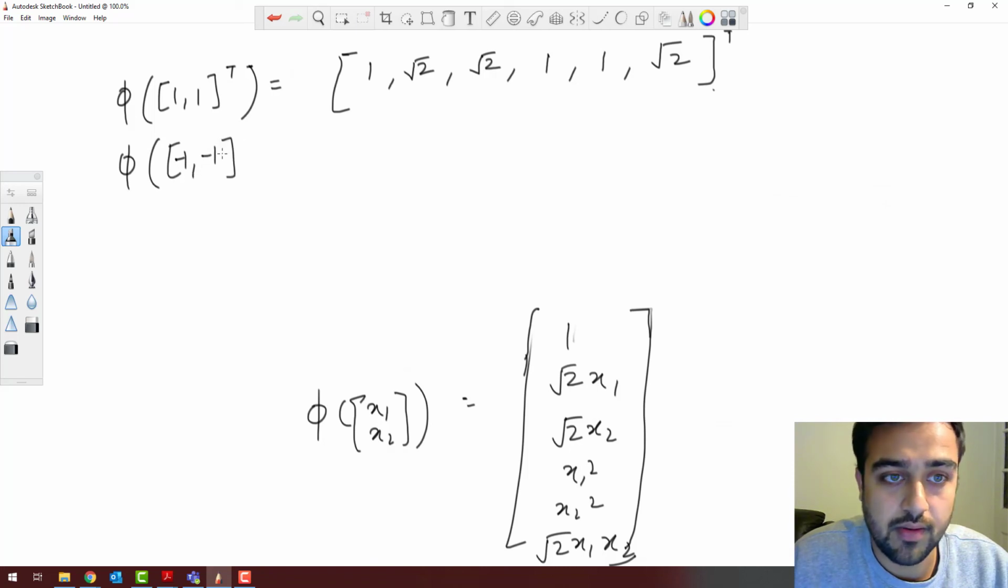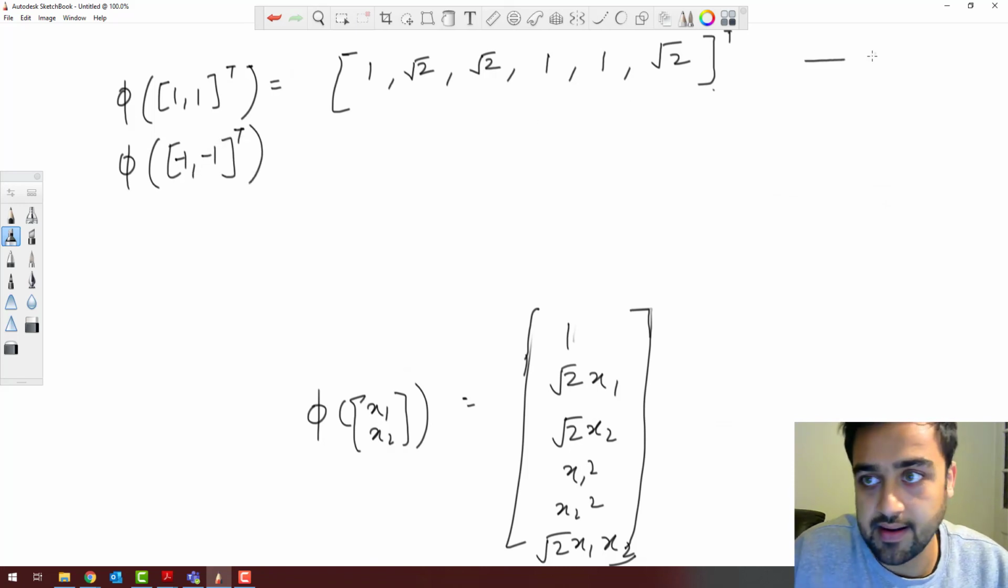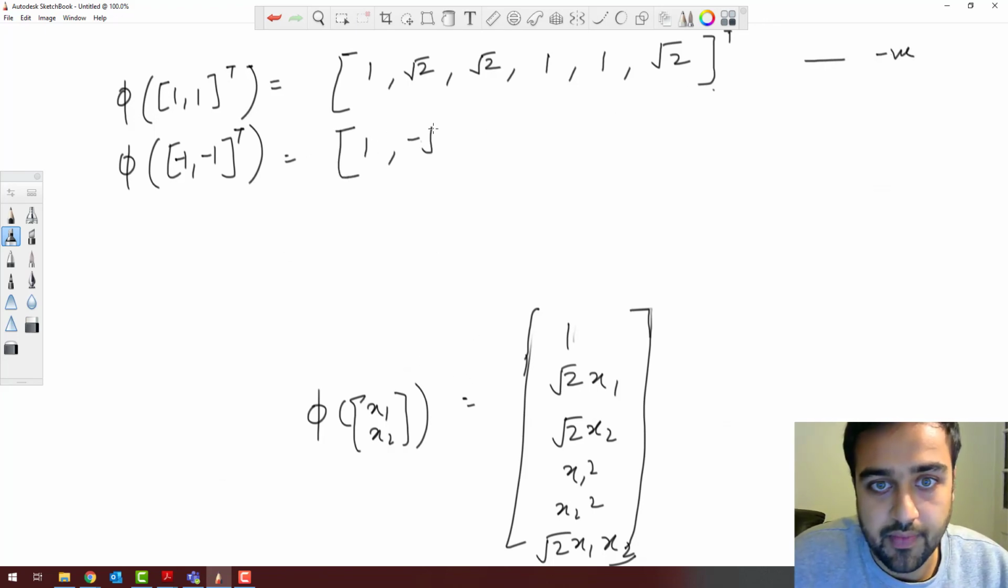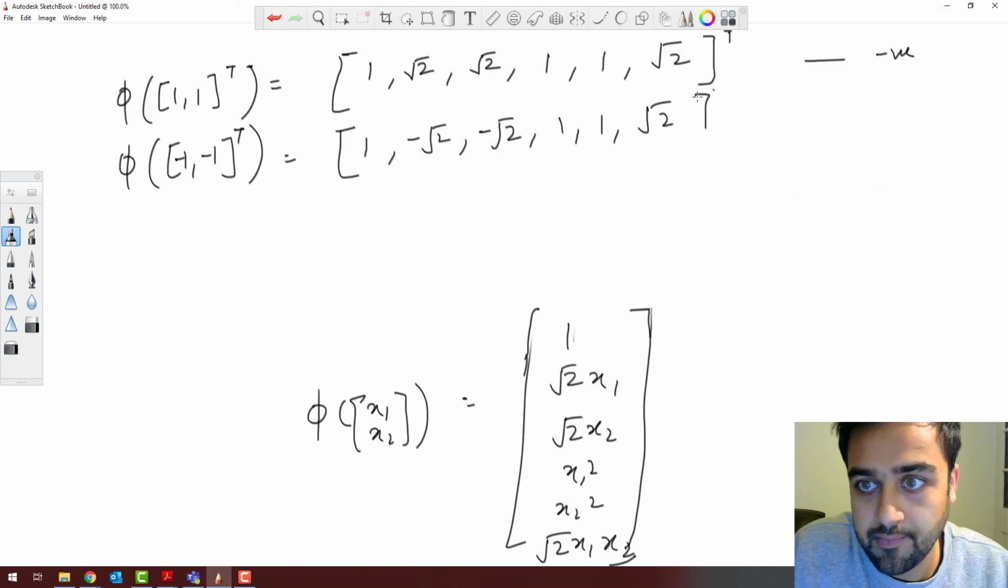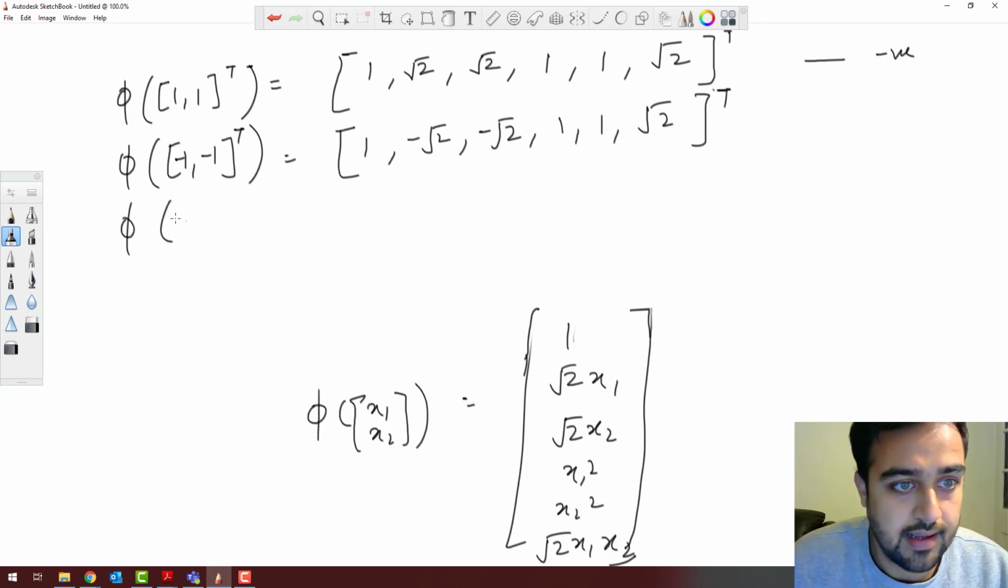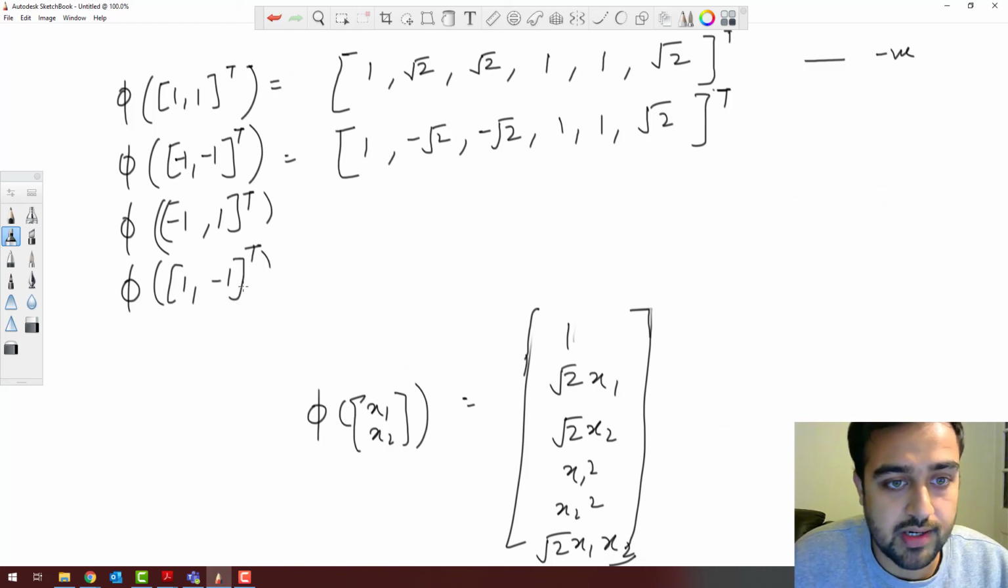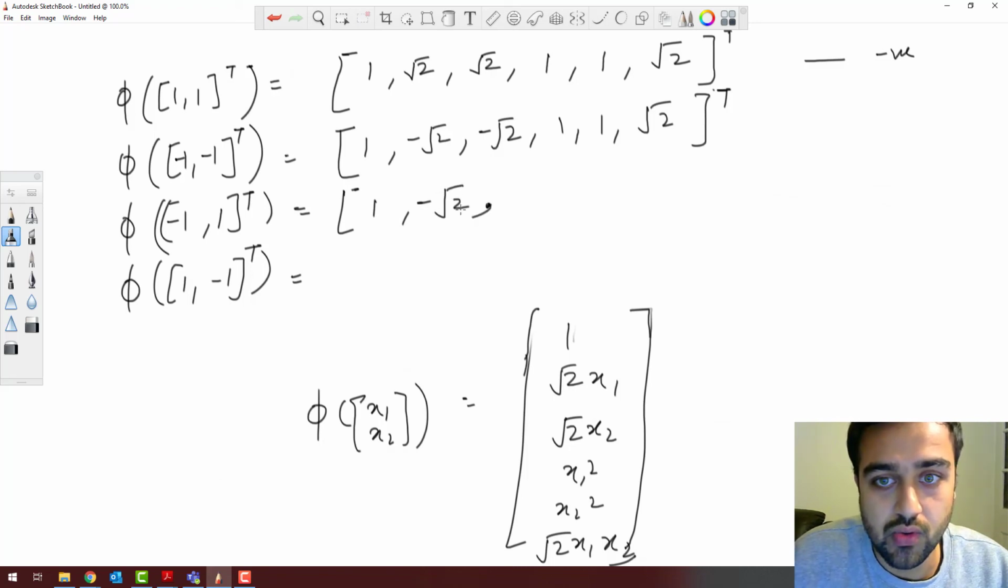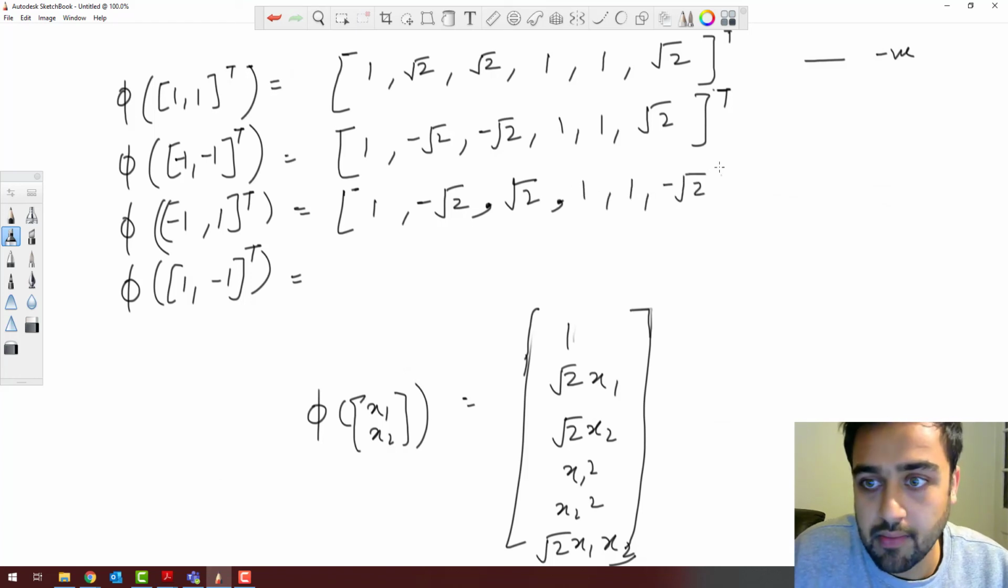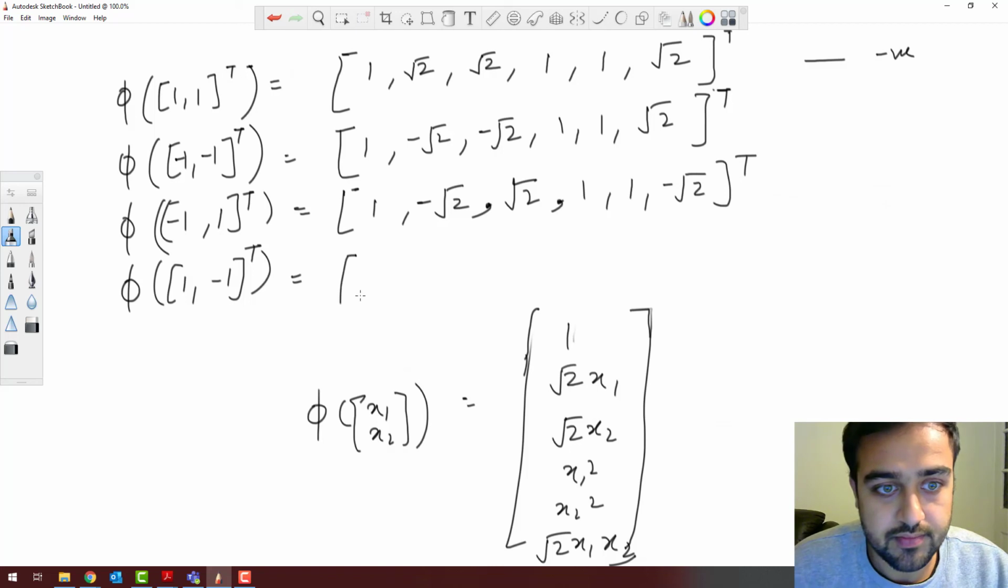Let's take minus 1 comma minus 1. That is also a negative class, right? This was a negative class. This would give us 1 comma minus root 2 comma minus root 2 comma 1 comma 1 comma root 2 transpose, right? Similarly, for the next 2 points, phi of minus 1 comma 1 transpose and phi of 1 comma minus 1 transpose, we get left with 1 comma minus root 2 comma root 2 comma 1 comma 1 comma minus root 2 transpose.